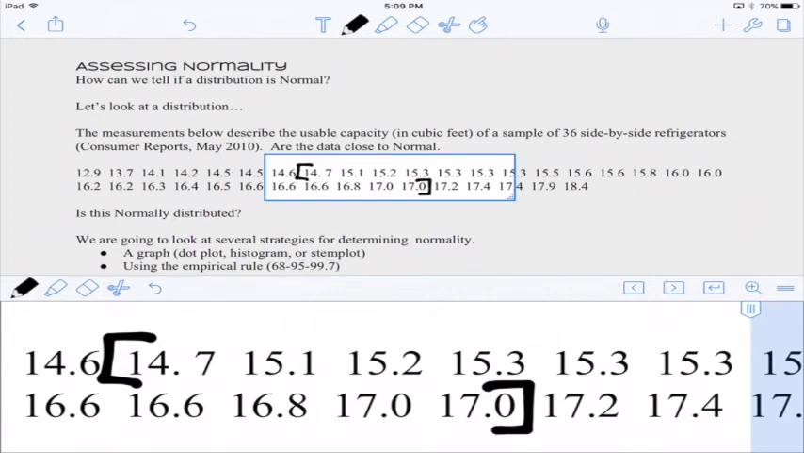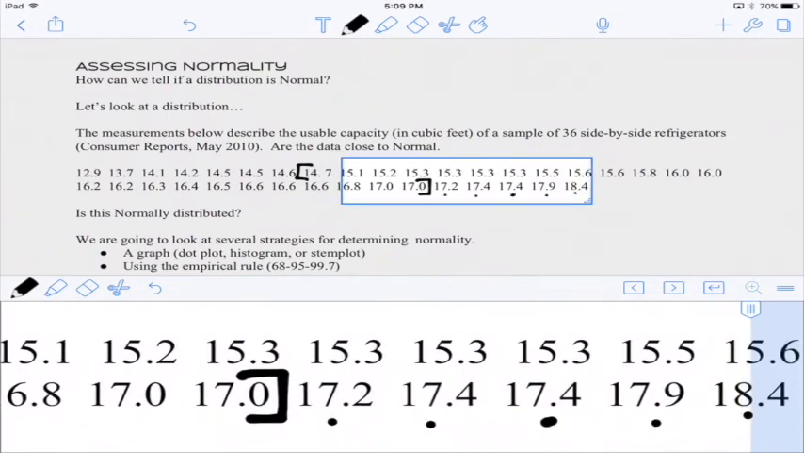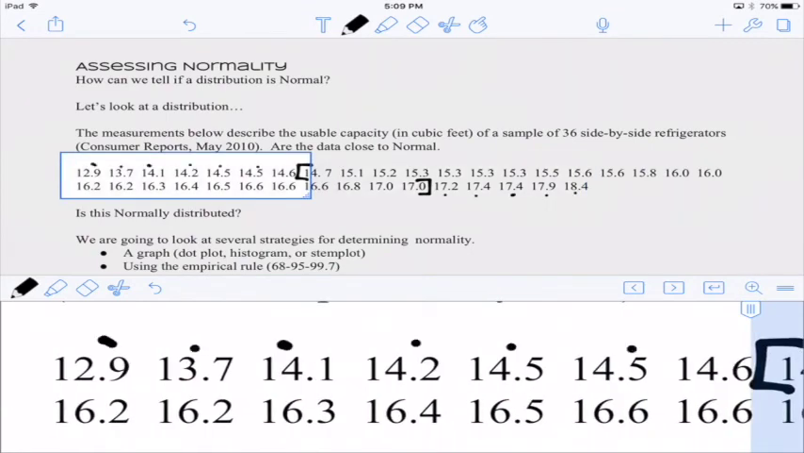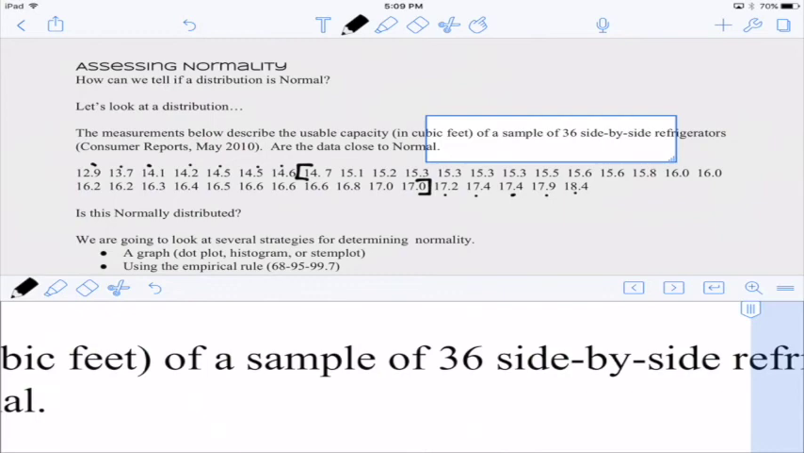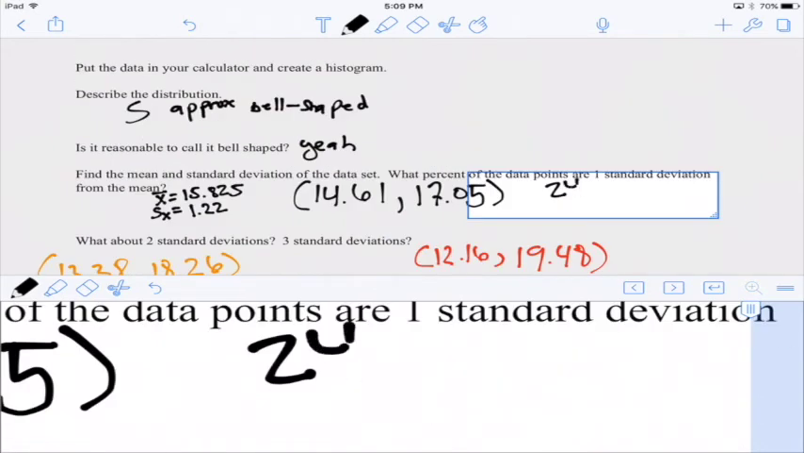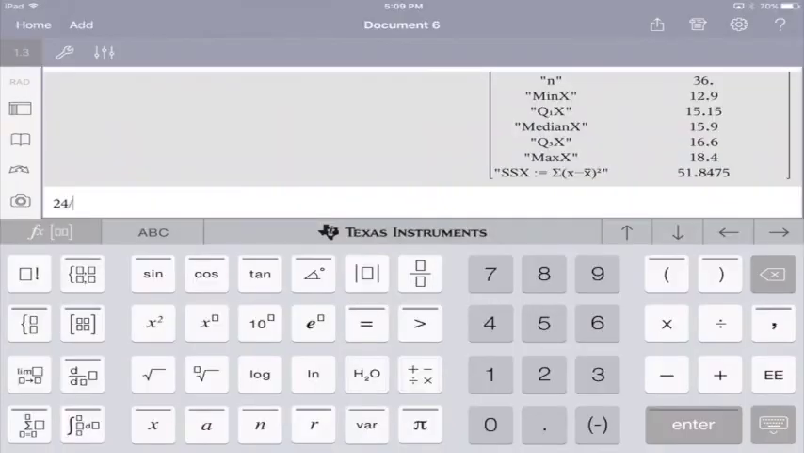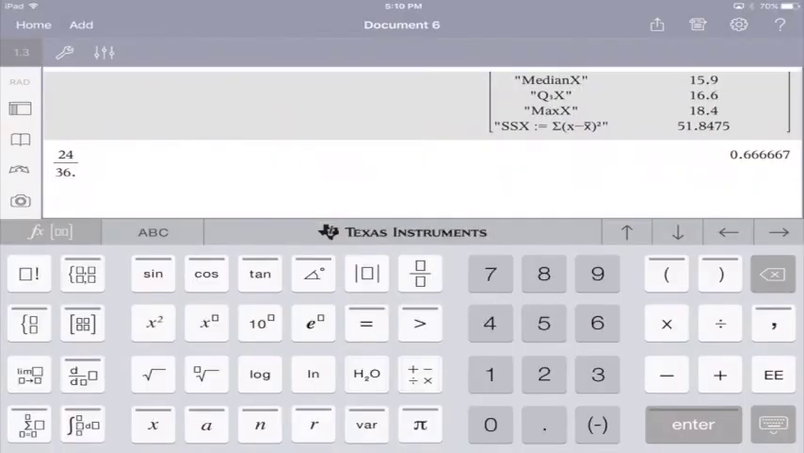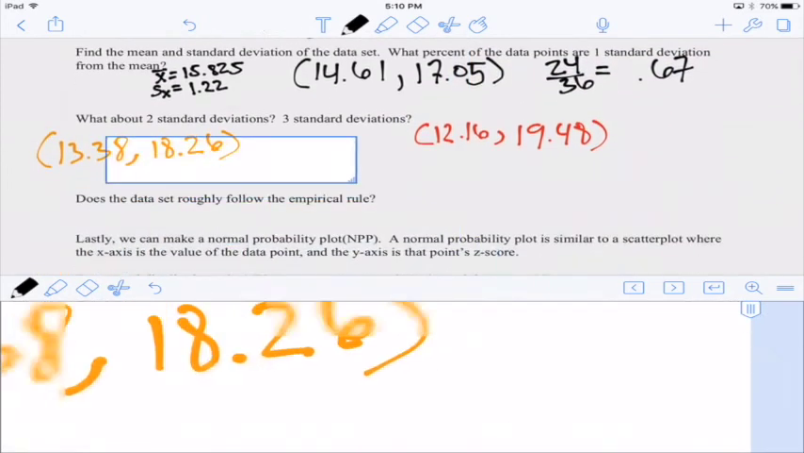Now I'm going to just see how many of these pieces of data fall in the middle, but I'm going to count the outsides. So 1, 2, 3, 4, 5, 6, 7, 8, 9, 10, 11, 12. So 12 are outside of my range, which means that 36 minus 12 are what's inside. So 24 out of 36 data points fall within one standard deviation. Well, that should be about 68%. It's 66.7, so I'll round it to 67. So about 67% of the data falls within one standard deviation. That's so close to 68. That's great.